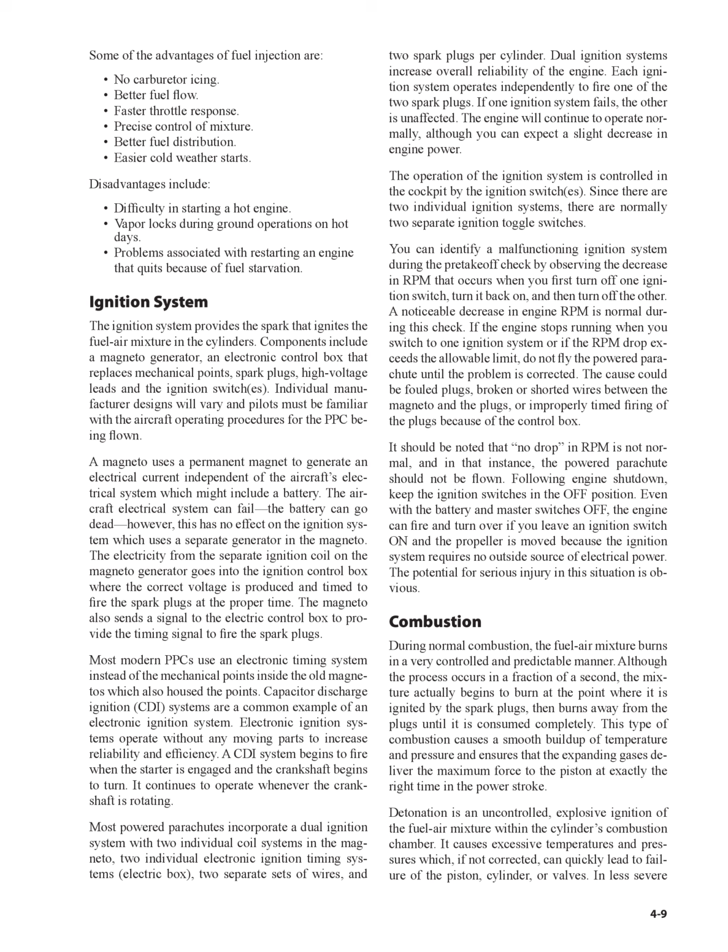If the engine stops running when you switch to one ignition system, or if the RPM drop exceeds the allowable limit, do not fly the powered parachute until the problem is corrected. The cause could be fouled plugs, broken or shorted wires between the magneto and the plugs, or improperly timed firing of the plugs because of the control box. It should be noted that no drop in RPM is not normal, and in that instance, the powered parachute should not be flown. Following engine shutdown, keep the ignition switches in the off position.